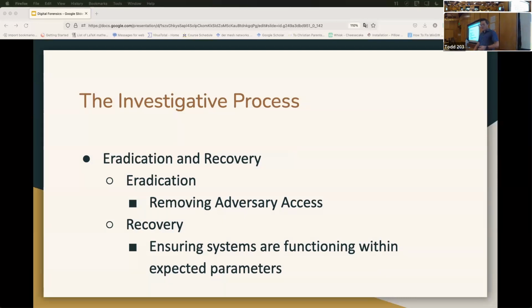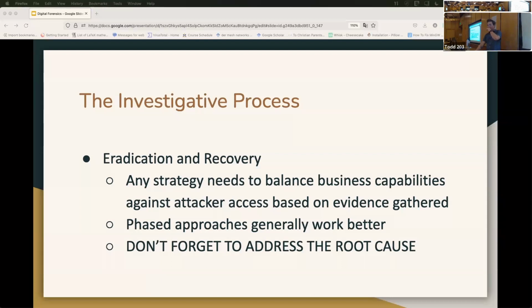After we've gathered evidence, we're going to move into eradication and recovery. So we've contained them, but we haven't necessarily removed their access completely. Maybe we did during containment, maybe we didn't, but now that is our goal. We are getting them out of the system completely, plugging all the holes, and we can start bringing our systems back up to health.